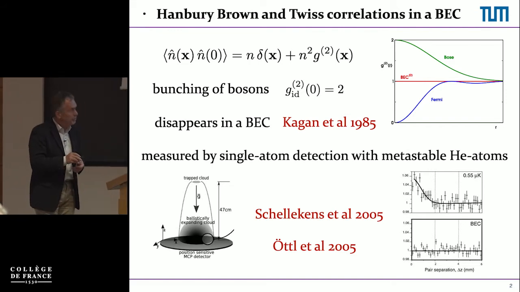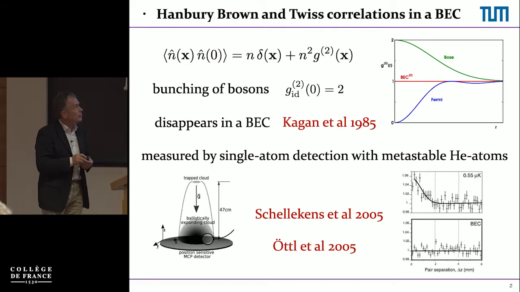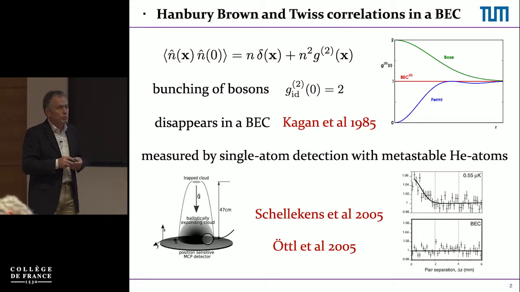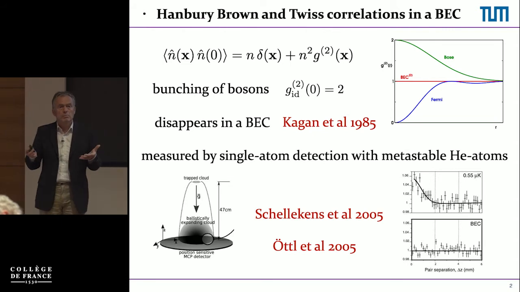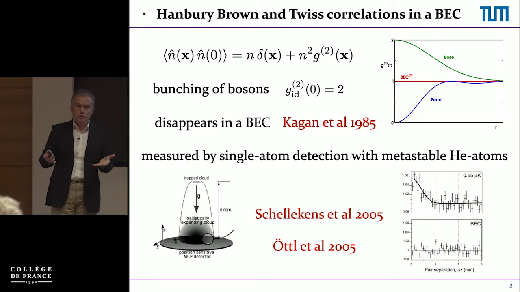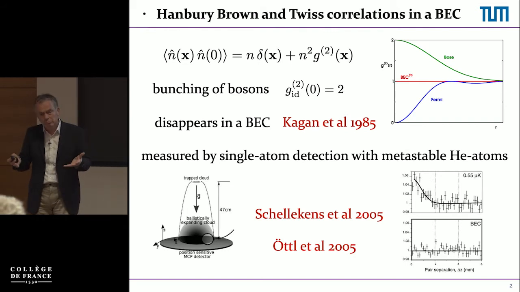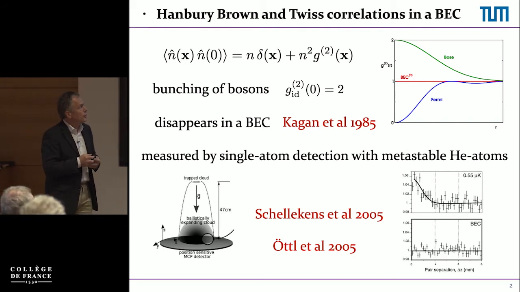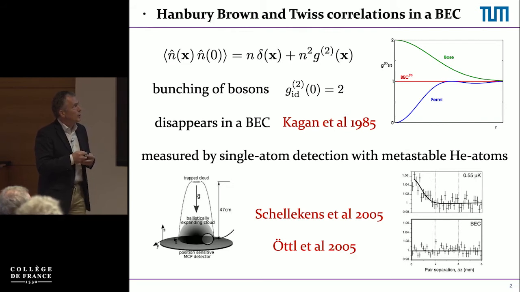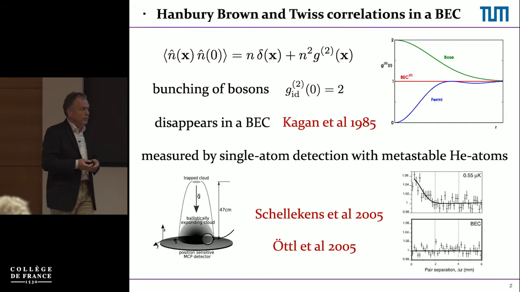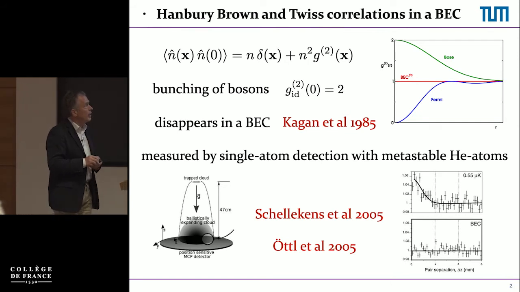Now, it's clear that if I take repulsive interactions for bosons, then even in a BEC, they will tend to avoid each other. And so the G2 will be less than 1, because repulsive interactions will reduce correlations. So the bunching will be reduced. And the question is, can one do this quantitatively and describe this in an interacting system?